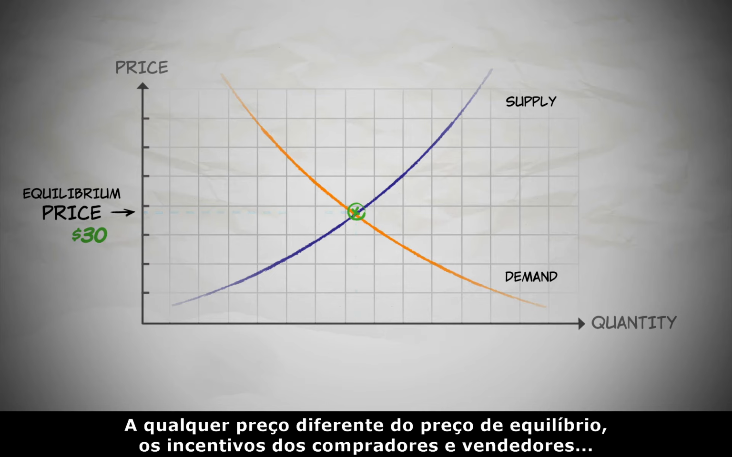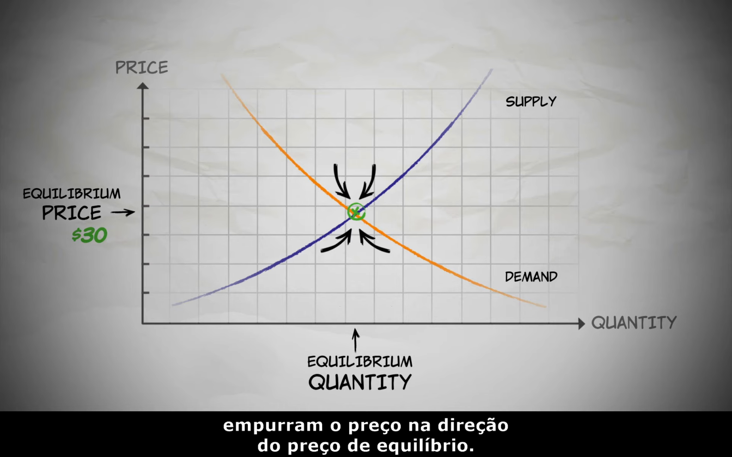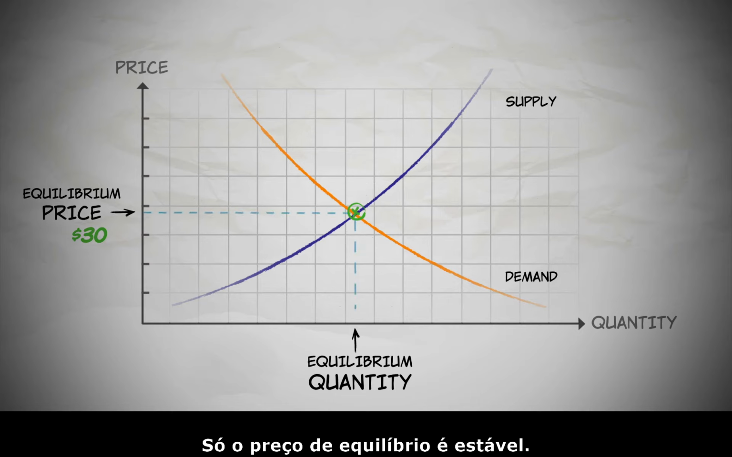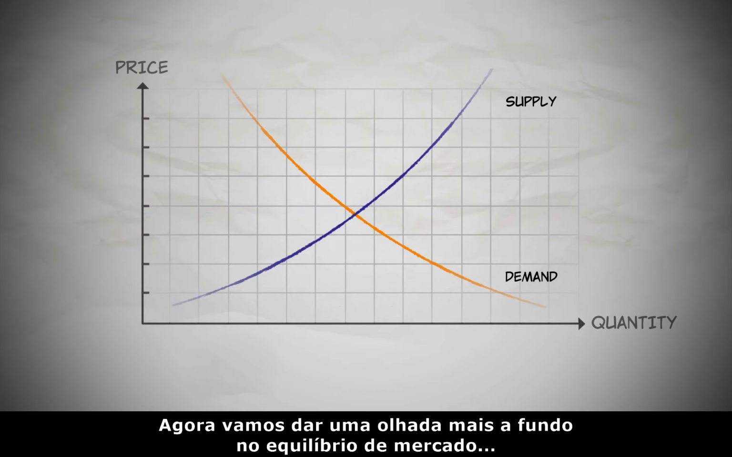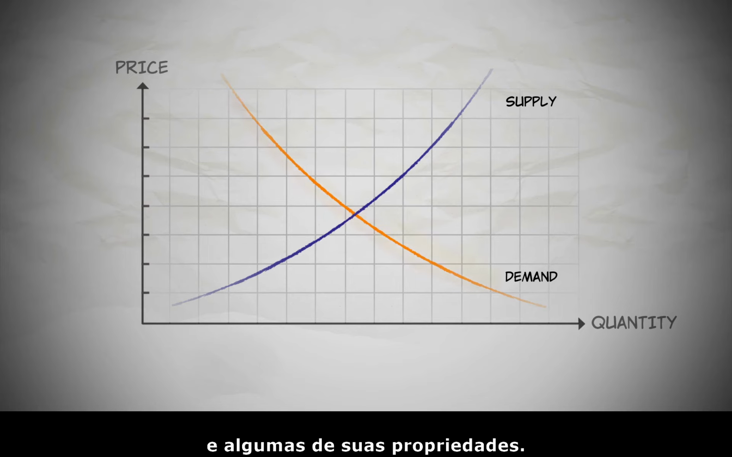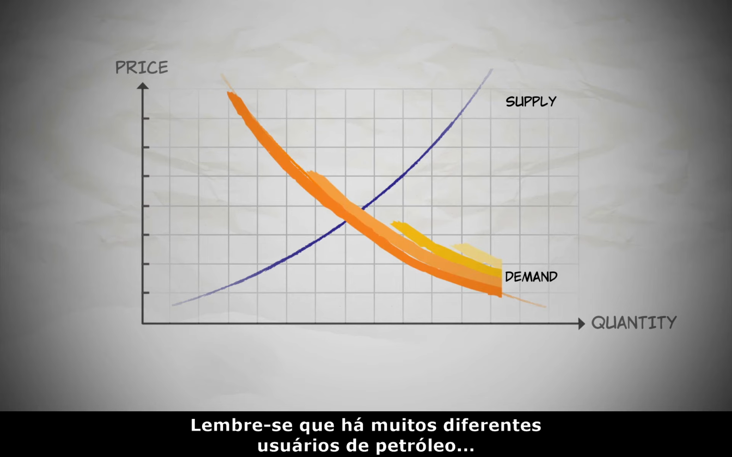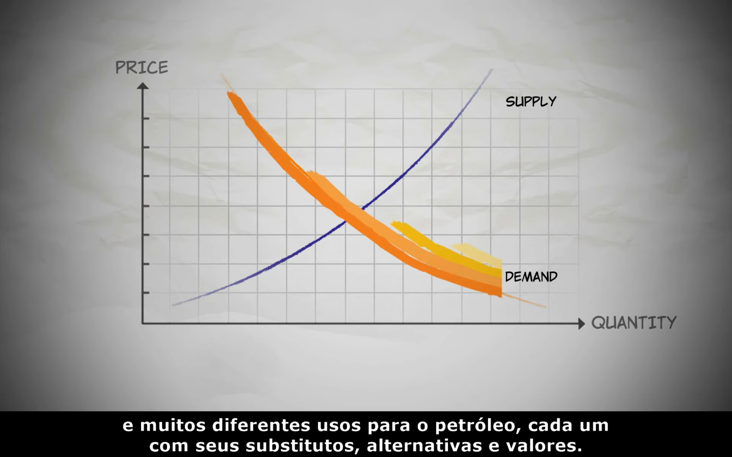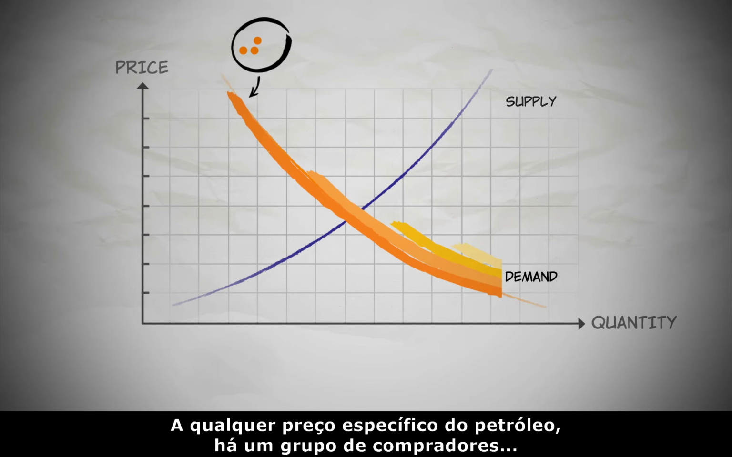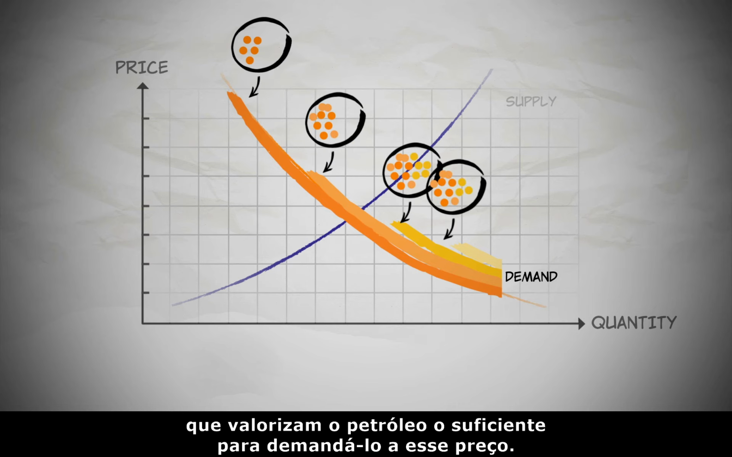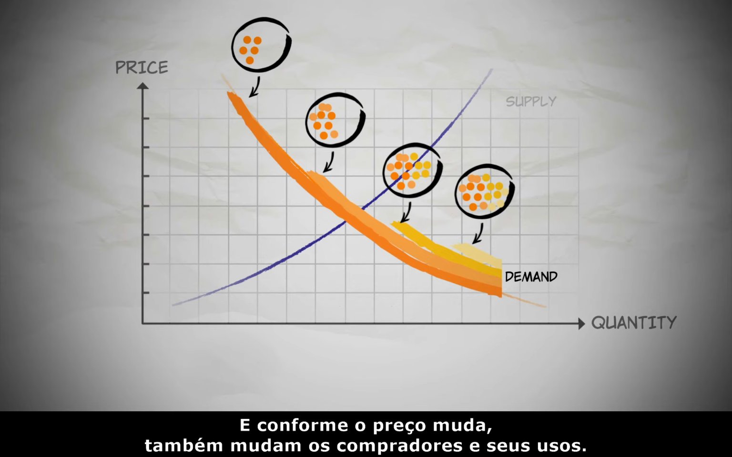At any price other than the equilibrium price, the incentives of the buyers and sellers push the price towards the equilibrium price. Only the equilibrium price is stable. Now, let's take a deeper look at the market equilibrium and some of its properties. Remember that there are many different users of oil and many different uses for oil, each with substitutes, alternatives, and values. At any specific price of oil, there's a group of buyers who value oil enough to demand it at that price. And as the price changes, so do the buyers and their uses.